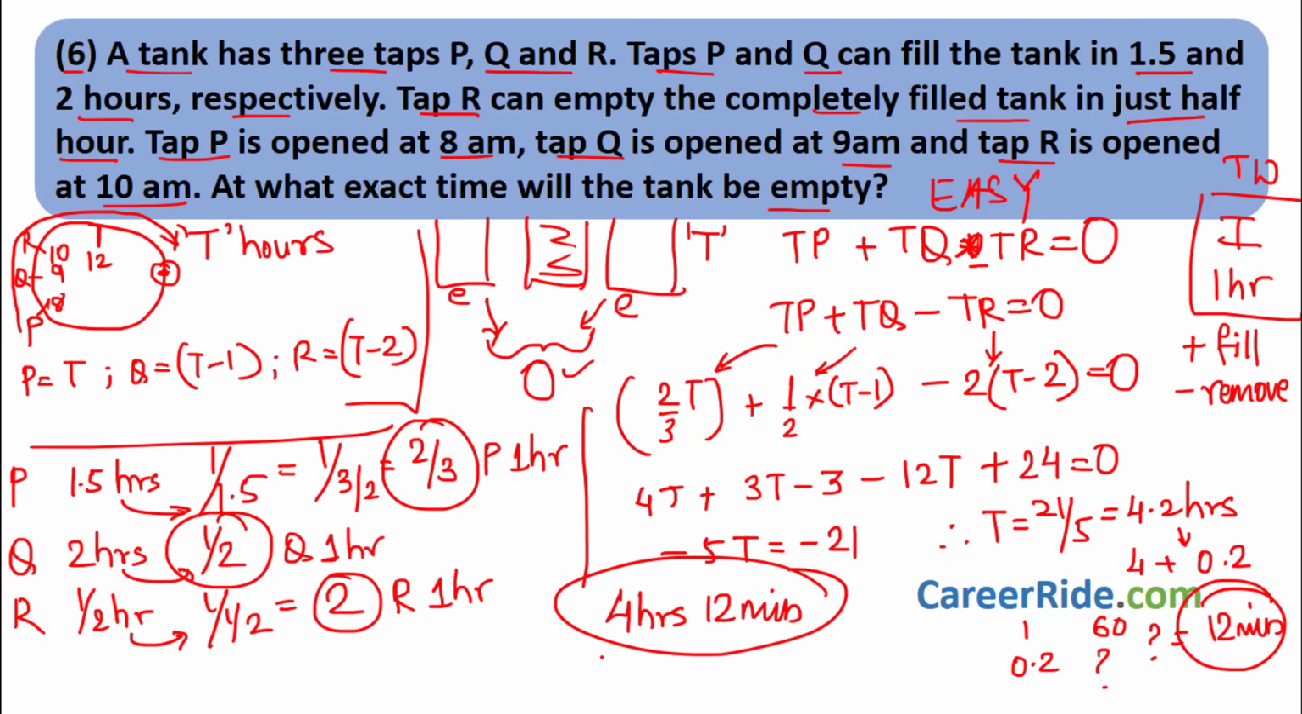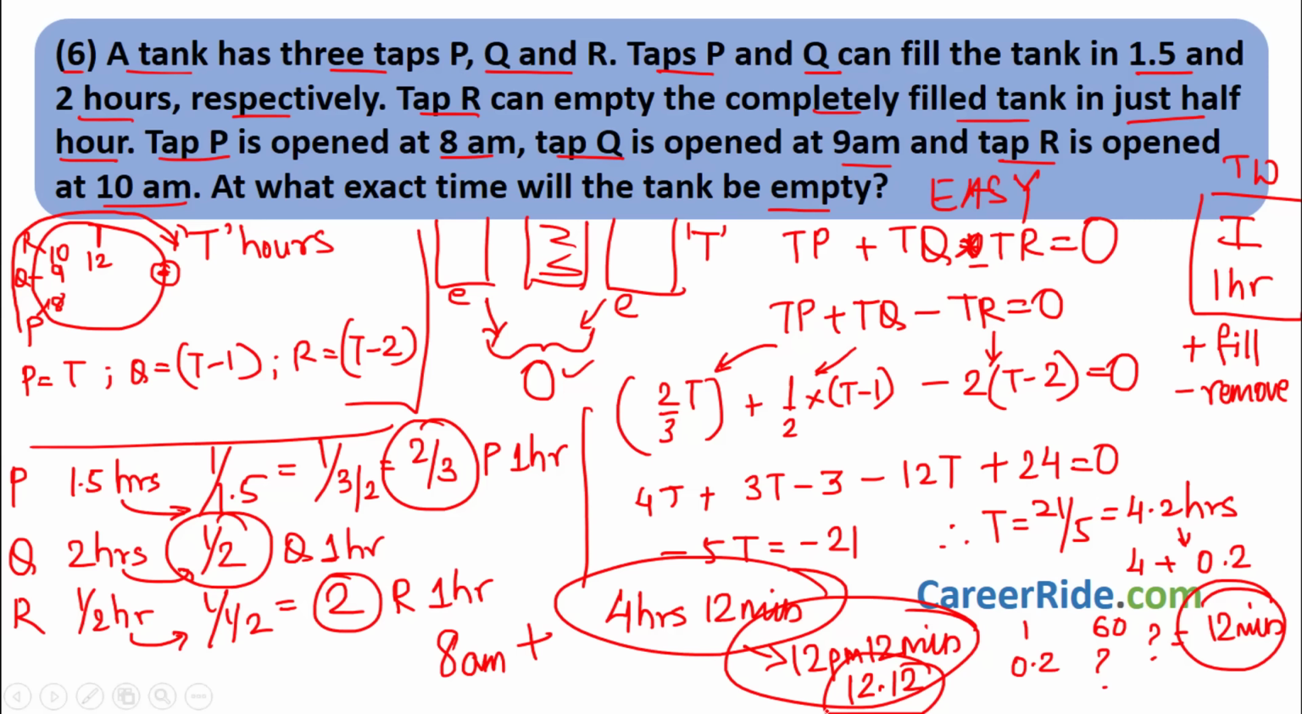P was started at 8 am, right? Add 4 hours 12 minutes, so the exact time would be 12 pm 12 minutes. Since P was started in the morning, 12 would be afternoon, that is 12 pm and 12 minutes. So the time would be 12:12 when the entire tank would be empty. See how easy it was to solve, just the basic formula is needed and nothing else. Moving to the next question.